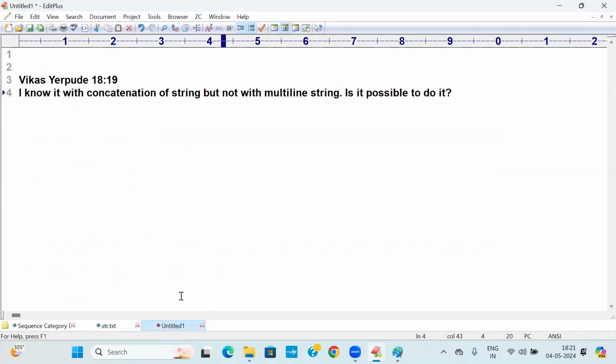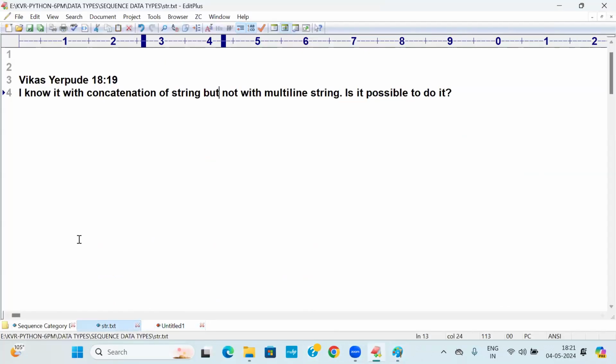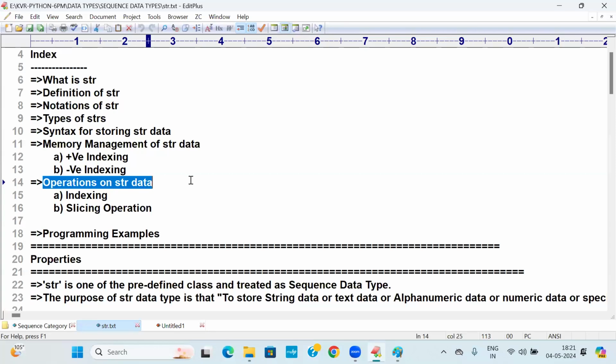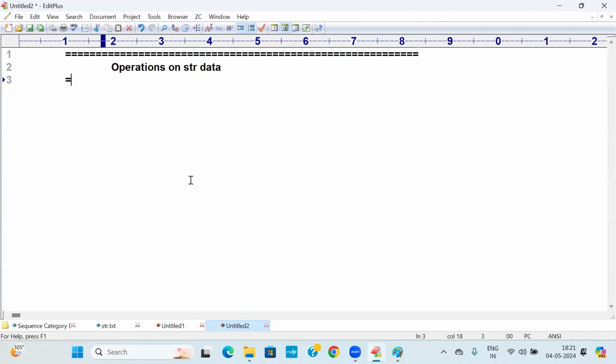Now I'm entering into the further. STR memory management is already done. Now I'm entering into further discussion. What is it? Operations on STR data. Try to follow. Here, operations on STR data I'm going to cover.